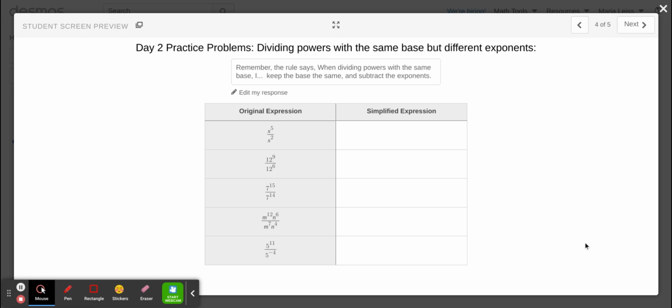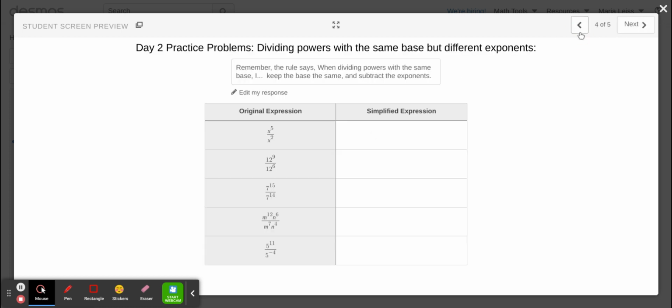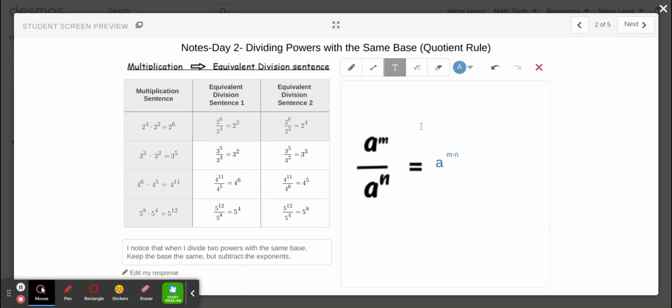Take a screenshot of this slide when you have answered them all. You'll turn that into Echo like before, and then there's a checkup for you to complete. You're going to do awesome. If you get stuck, go back, look at your notes, look at those example problems, ask your teacher for some help. Do great things. Rock on with your bad selves. Good luck working.